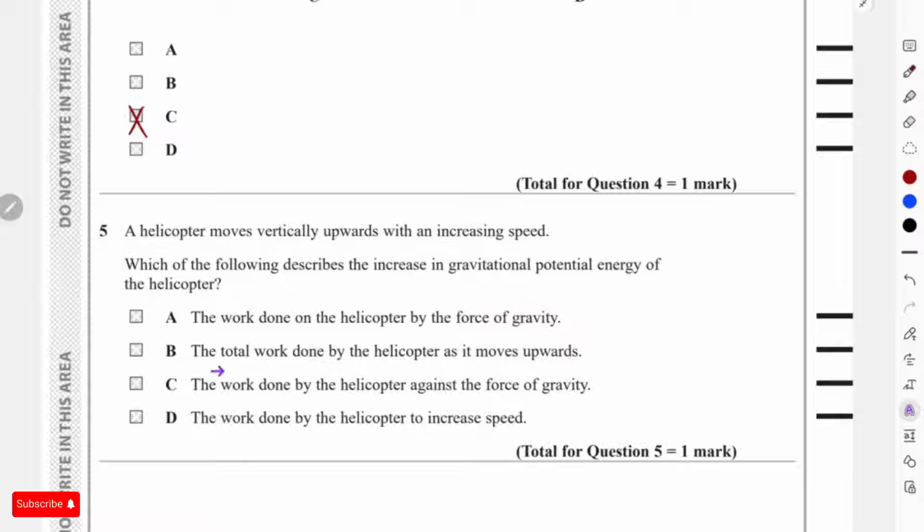This is also wrong. And the work done by the helicopter against the force of gravity. This is correct, because your force of gravity is acting in the downward direction, and the force provided by your helicopter engine is actually making that helicopter move away from the gravity, right? So this work done is actually against the force of gravity. Gravity acts in the downward direction. This work done is being done in the upward direction, right? So they're in opposite directions. That's why they're against each other. So in that case, option C is the correct answer.